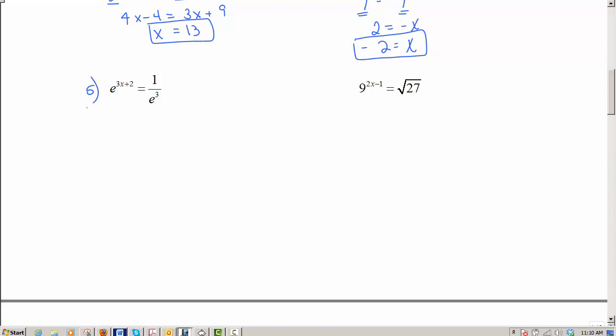This example is actually pretty easy because the e is the base. You don't have a choice. e is your common base. So you have e to the 3x plus 2. The only thing you have to do is flip that, just as in the last example. So instead of positive 3, we make it negative 3. Remember, 1 over e cubed is the same as e to the negative 3. Keep the base, take the reciprocal of the base, change the sign of the exponent. So now the bases are the same. Now we can equate those exponents and solve for x.